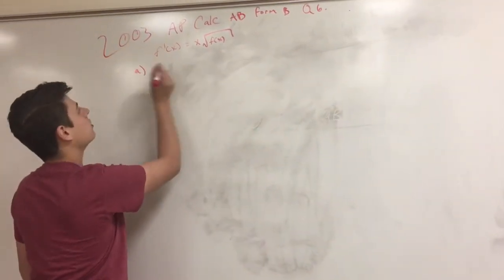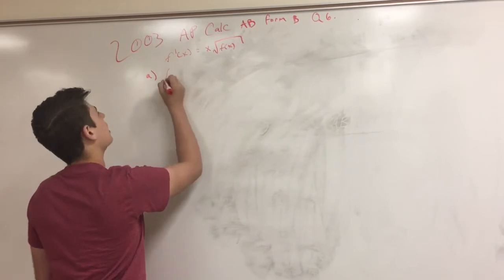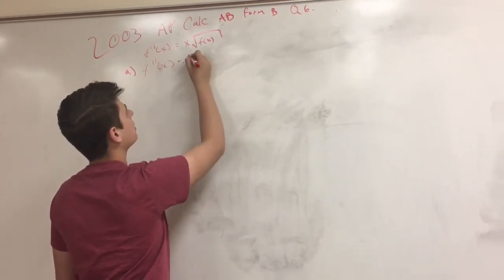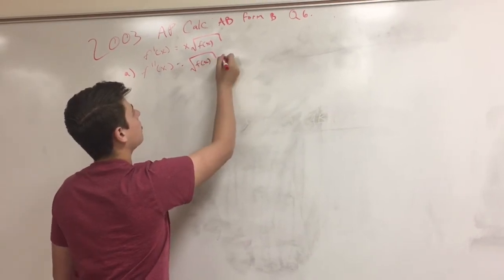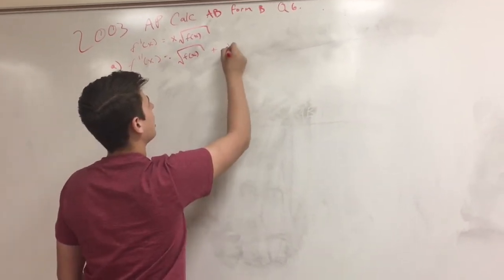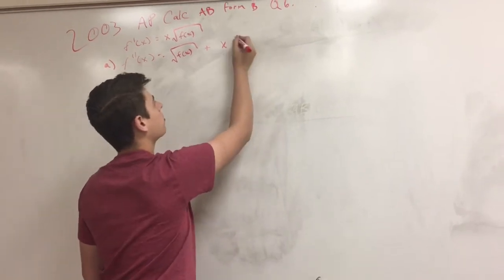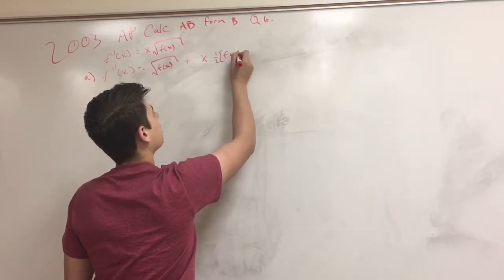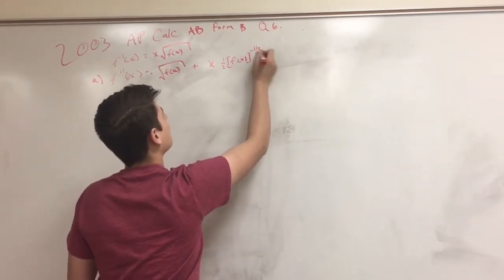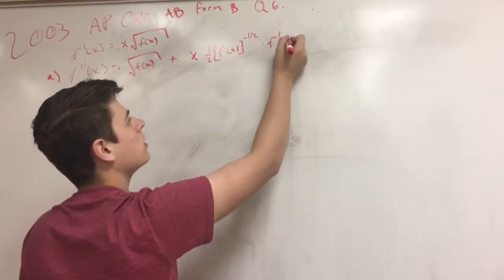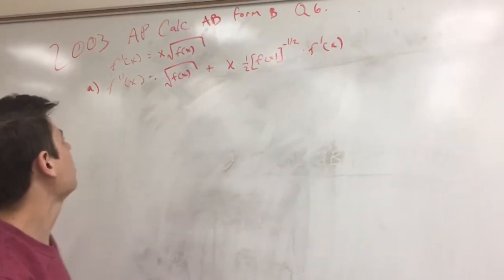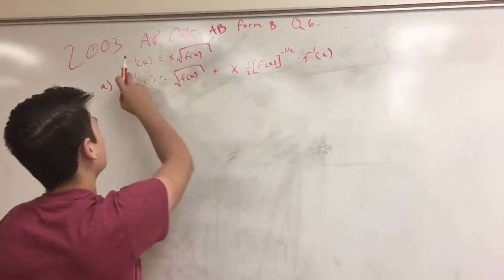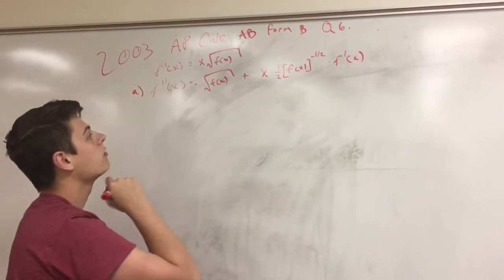So the first thing that we have to do is take the derivative of f prime to get f double prime. We have to use the product rule, so derivative of the first one times the second one, plus the first one times the derivative of the second one. We gotta use the chain rule, so we get 1/2 times f of x to the negative 1/2 times the derivative of the inside. So now in order to solve it, we are going to substitute in what we have from before for f prime of x.